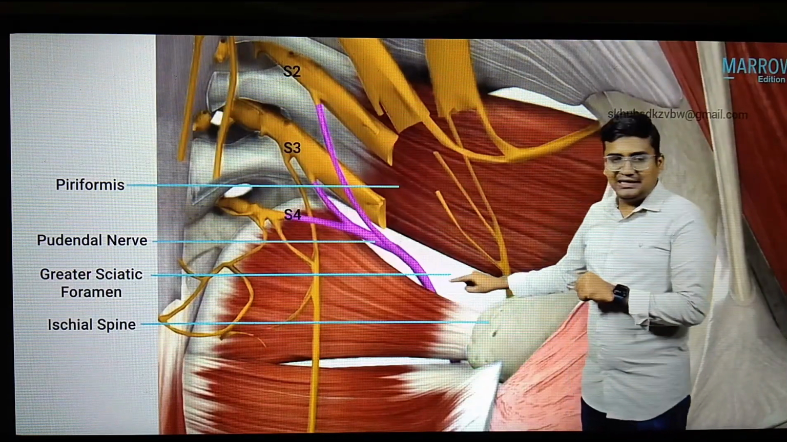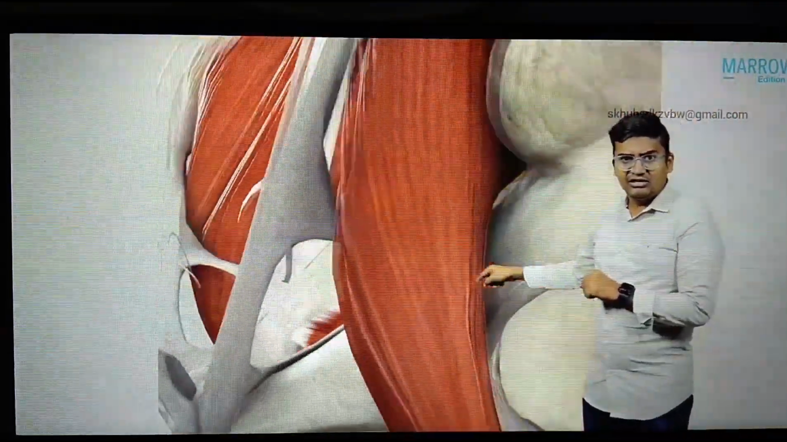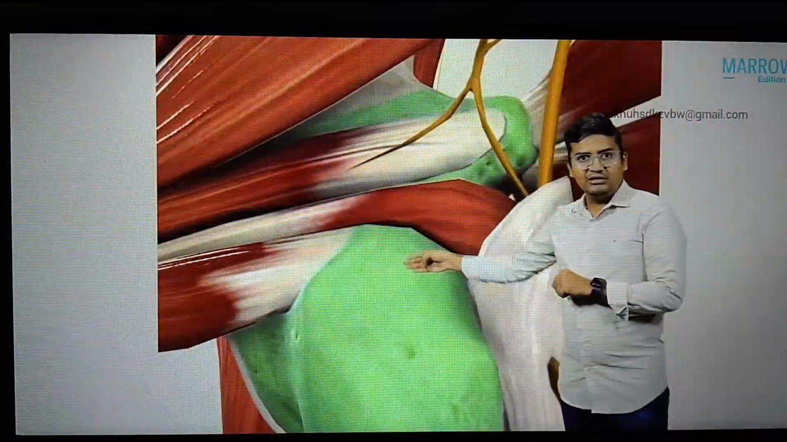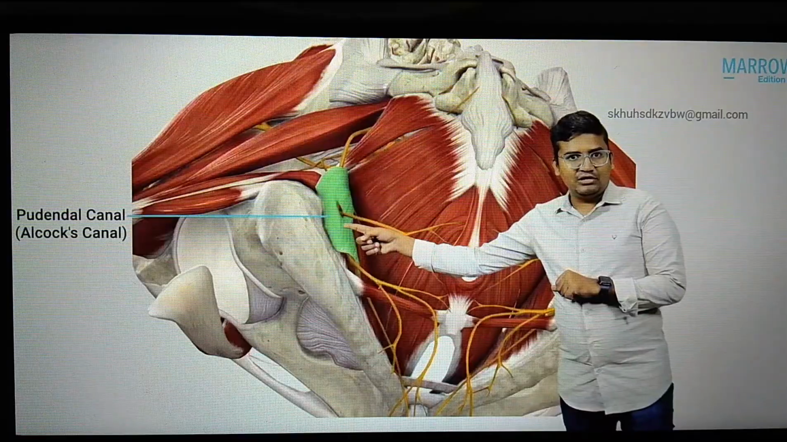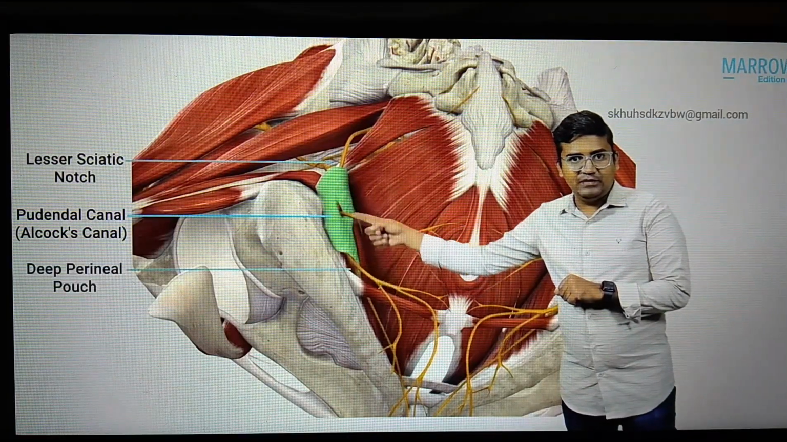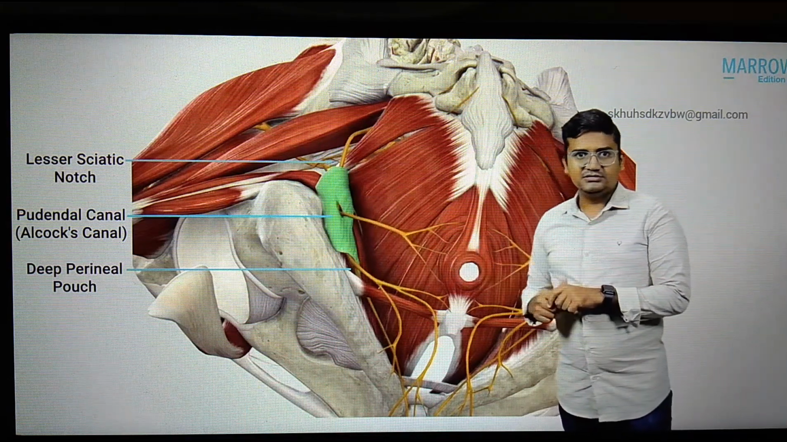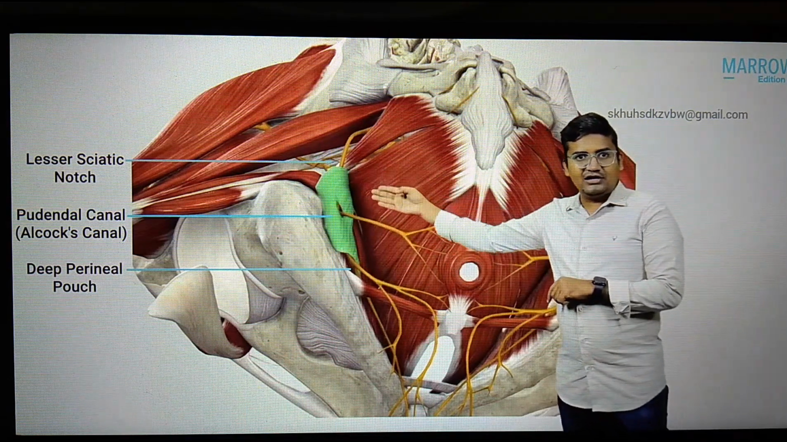Now after that, the pudendal nerve is passing through this canal. Now this canal is our pudendal canal. It is extending from the lesser sciatic notch up to the deep perineal pouch. That is our pudendal canal or Alcock's canal.